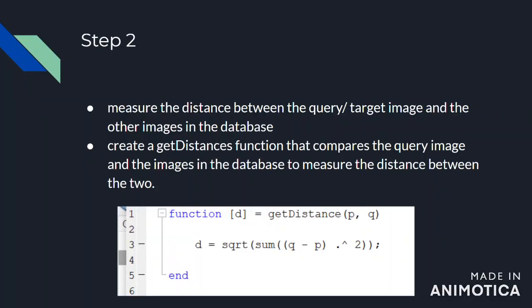In the second step, we had to use the function below to measure the distance between the query/target image and the other images in the database. We used a getDistance function that compares the query image and the images in the database to measure the distance between the two. Function D equals getDistance, P and Q are your two values. D equals the square root of the sum of Q minus P to the second power.